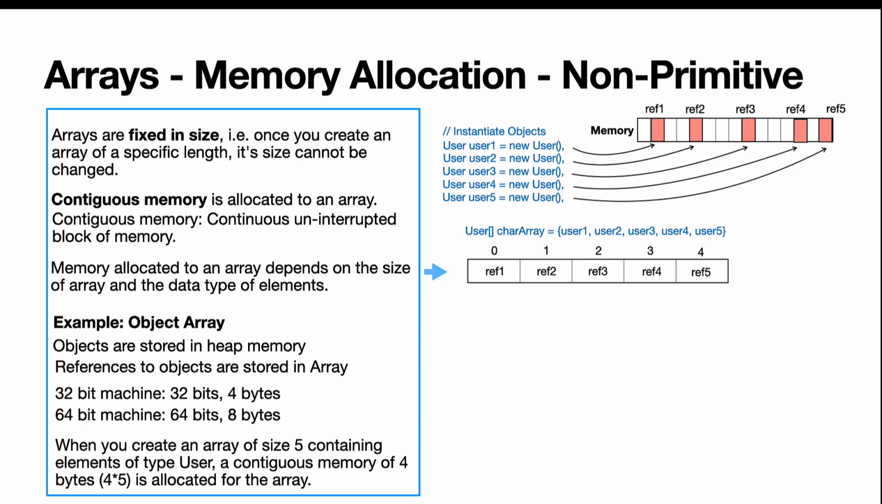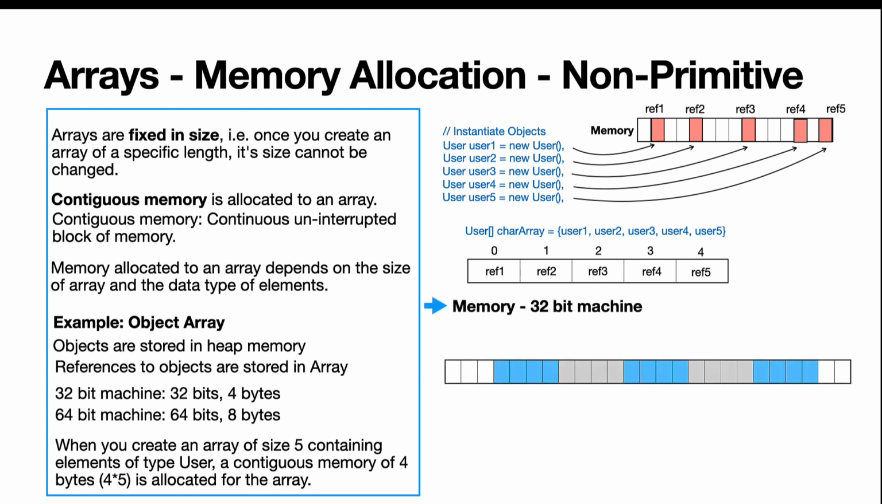Let's see how memory is allocated for this array. Let's say we have a block of memory. For this array, 20 bytes of contiguous memory, that is continuous and uninterrupted block of memory, is assigned. Let's say our array variable is assigned a memory address of 201. Then the next 20 bytes, that is 160 bits of memory, is assigned or blocked for our array.